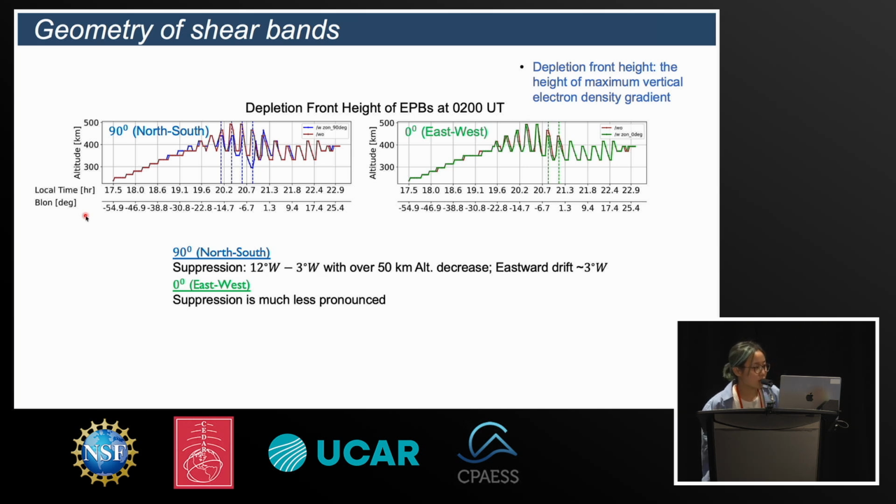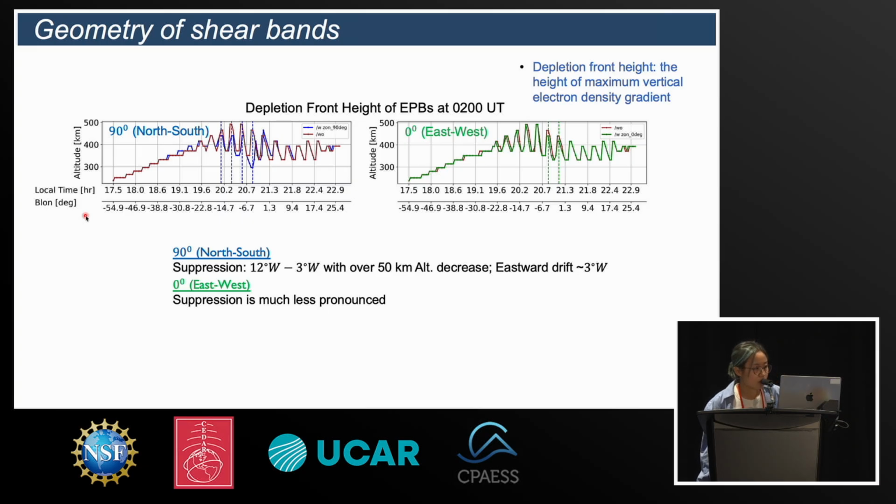The first main result, we examined the orientation of the horizontal scale of shears. From ICON neutral wind observations, we can frequently see large horizontal scale shear structures. Most of the time it extends along longitudes, and sometimes they extend along latitudes. So which one matters? These two panels show the maximum height that the equatorial plasma bubble can reach versus the local time.